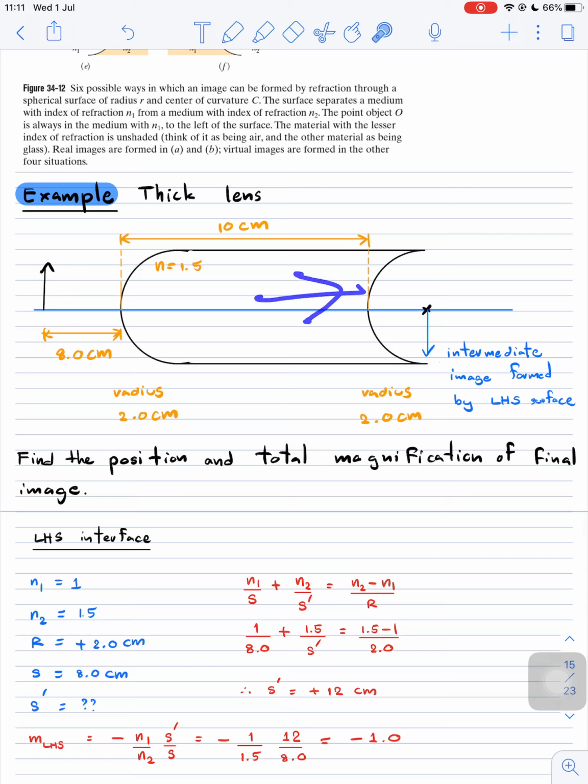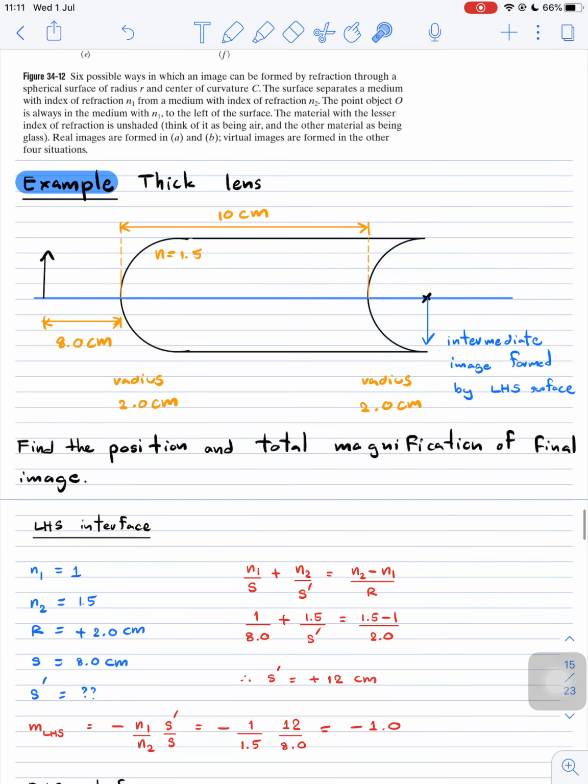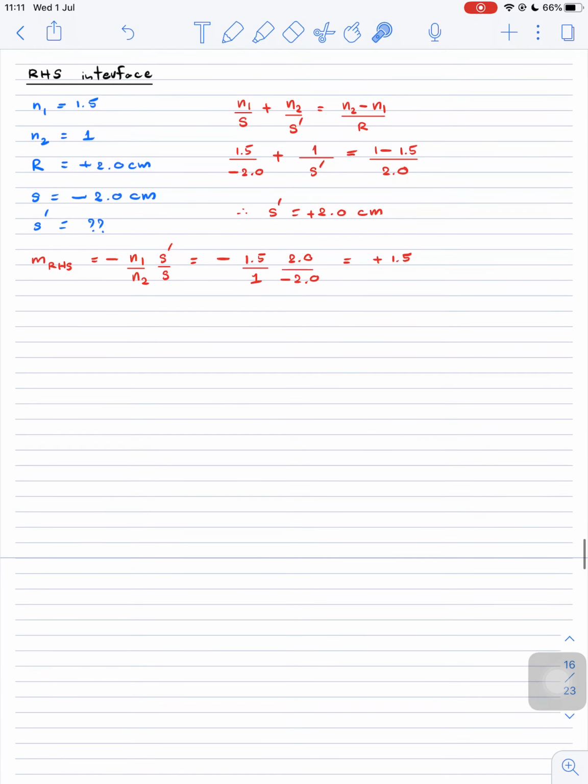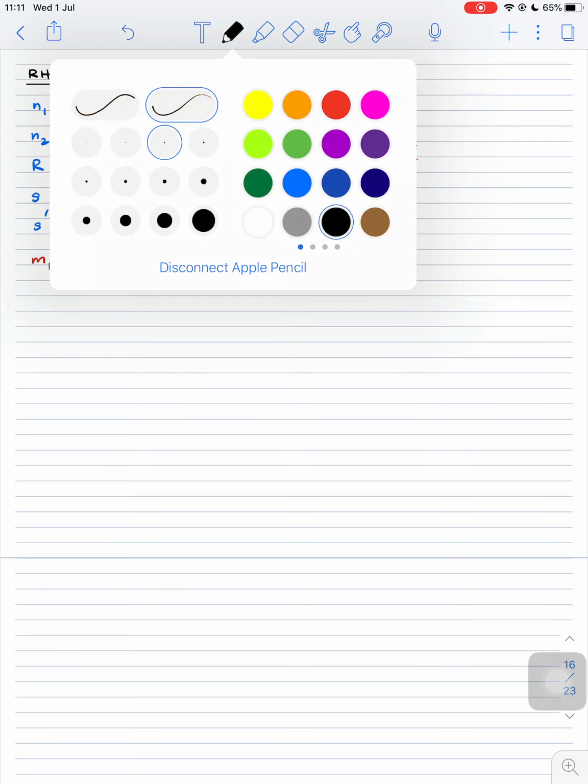This is the incident ray for the second interface here, and this will be the refracted ray. It means that this image must be on the right hand side of this interface, 2 centimeter from the vertex, right? We should be at this position again. So this position will be the position of the final image. Now we get the lateral magnification for the right hand side interface to be equal to 1.5.